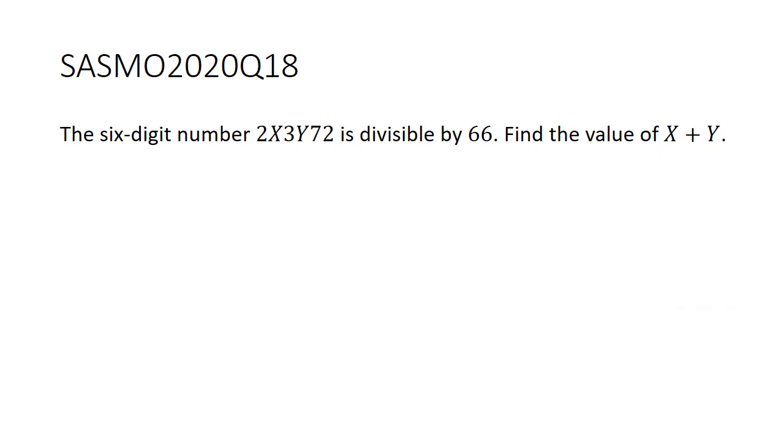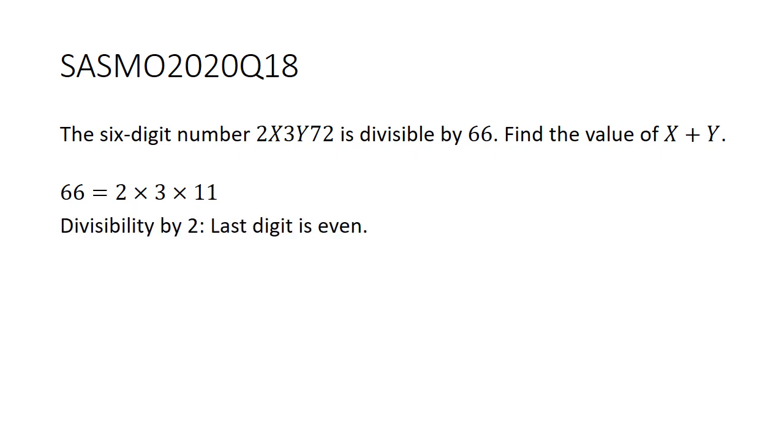Now for a number to be divisible by 66, that number must be divisible by the prime factors of 66, which are 2, 3, and 11. So the divisibility test for 2 here, it's a bit redundant since the last digit is already even. This 6-digit number will always be divisible by 2. So let's check the divisibility test for 3.